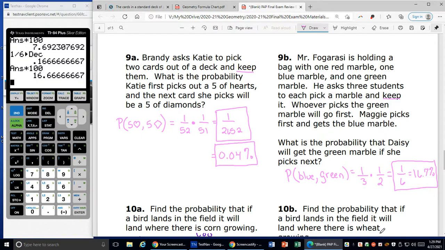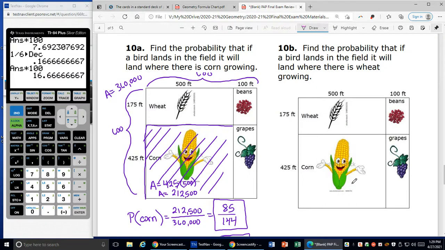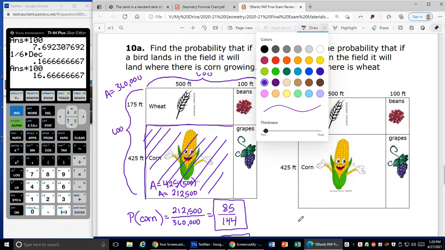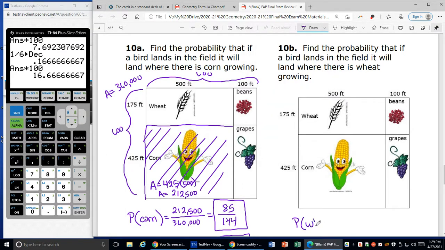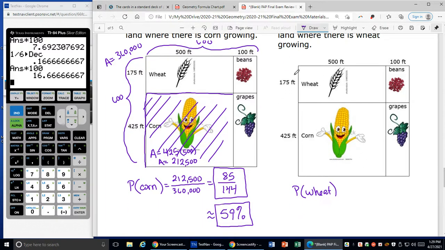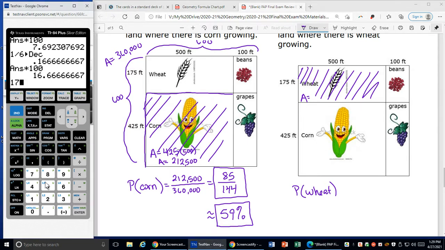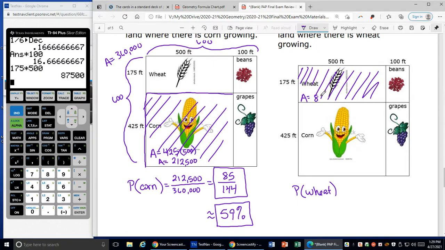Okay, let's look at 10. Find the probability that if a bird lands in the field, it will land where there is wheat growing. So this time I'm going to find the probability that the bird lands where there is wheat. So for the wheat area, landing here, the area of the wheat is going to be 175 by 500. So that is 87,500.